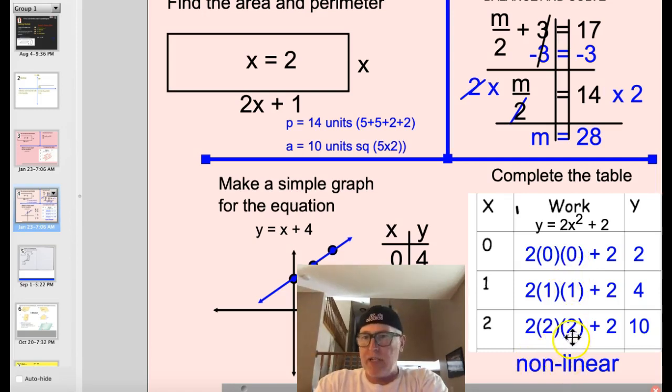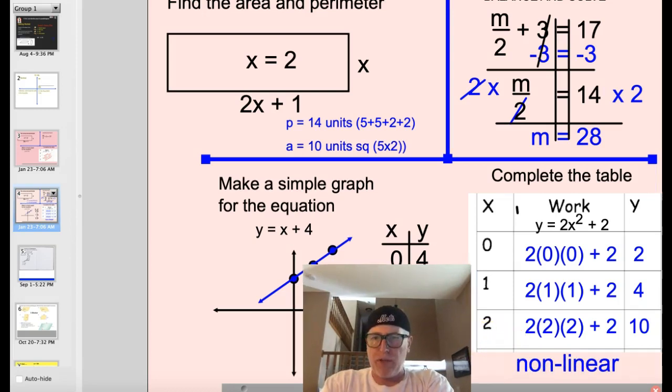And this is nonlinear. Anytime you've got something in here that's dealing with an exponent in the function, it's not going to be linear. It's not going to form a straight line. You can see the word line right in linear. So this is non-linear. This is going to be a curved shape when you plot those points.